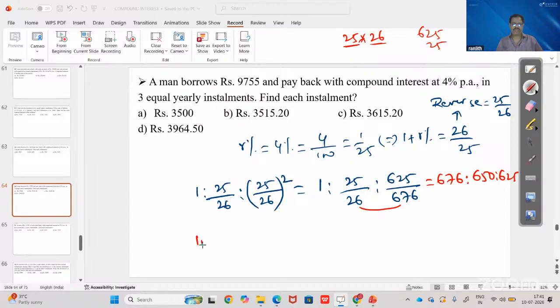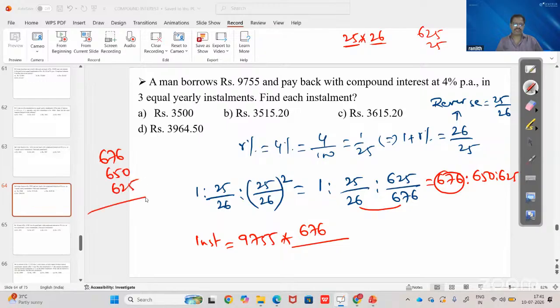So each installment equal to amount. What is the amount? 9755. And the bigger number equal to 676. Sum, we need to add all the values: 676, 650, 625. So 6 plus 5 equal to 11. 7 plus 2 equal to 10, 15, 18, 1951. 1951 into 1 plus r percentage, so that will be equal to 26 by 25.